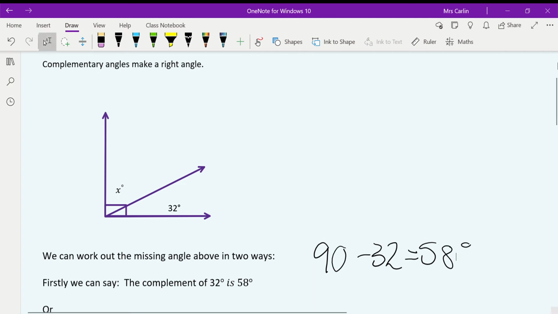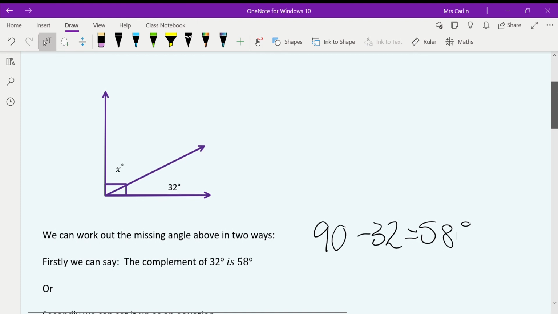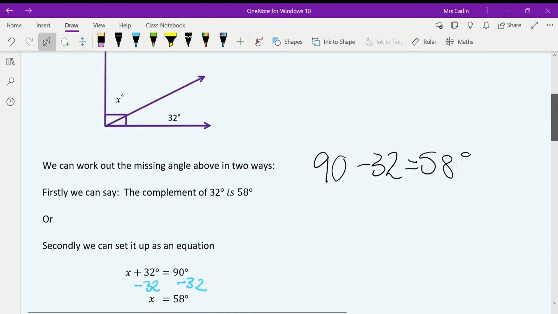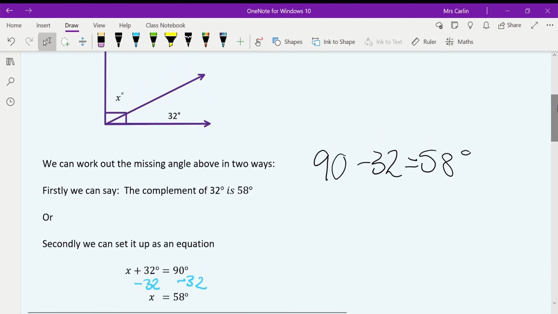Okay. The other way we can do this is we can set it up as an equation where, again, we're showing our knowledge and understanding that a complementary angle has to total to give us 90 degrees. So here we would set it up as x plus 32 equals 90 degrees. Now, algebra was a topic that we covered before angles, so we know in order to get x on its own, we would have to subtract 32 from both sides to keep it balanced, and that would give us a final answer also of 58 degrees.